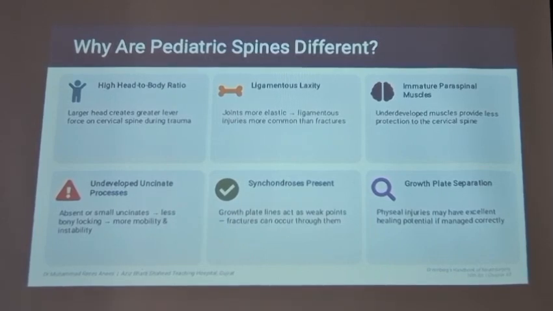Underdeveloped uncinate processes, the absence of small uncinate processes, mean less facet locking and more morbidity and instability. Then synchondroses are present. The growth plate lines act as weak points. Fractures can occur through them and can mimic C2 fractures as well. And then growth plate separation injuries may have excellent healing potential if managed conservatively or correctly.